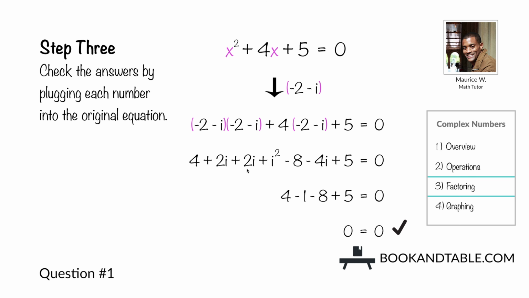2i plus 2i is 4i. Minus 4i is equal to 0. Leaving us with 4. i squared is negative 1. Minus 8 plus 5. 4 minus 1 is equal to 3. 3 minus 8 is negative 5. And negative 5 plus 5 is equal to 0. 0 equals 0 proves that x does equal negative 2 minus i.